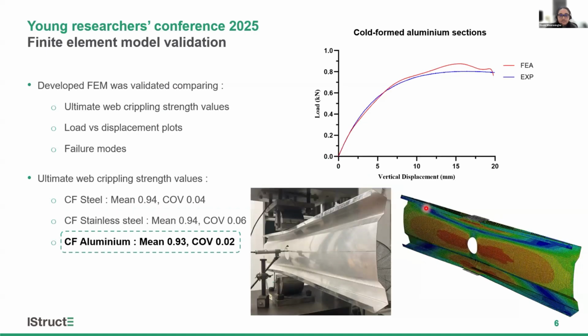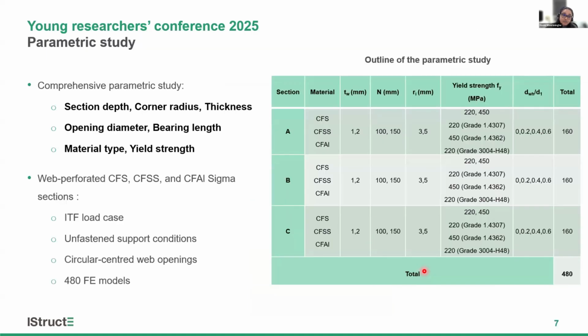So basically, there was a significant agreement between the web crippling strength values generated by the finite element model and the web crippling strength values we obtained in the experimental study. Therefore, the model was selected for a comprehensive parametric study on the web crippling strength of web perforated cold form steel, stainless steel, and aluminum sigma sections under the ITF loading condition.